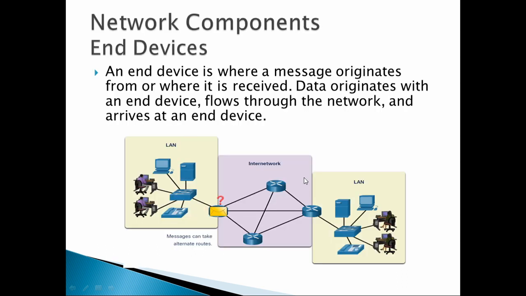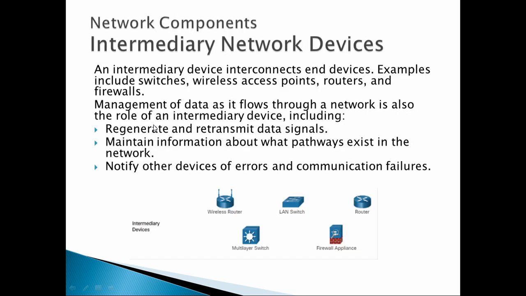For example, in this network, a message can be sent to its destination through three paths: first path, second path and third path. So which path should the message take? This is decided by these routers. This decision is based on some protocols that are set in the computer networks, which we are going to talk about later. Intermediary devices regenerate and retransmit data signals, maintain information about the pathways in the network, and notify other devices of errors and communication failures.